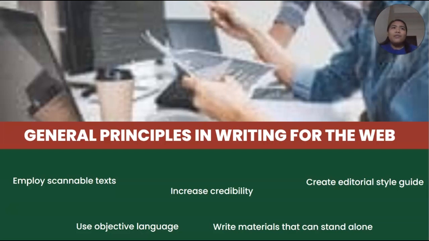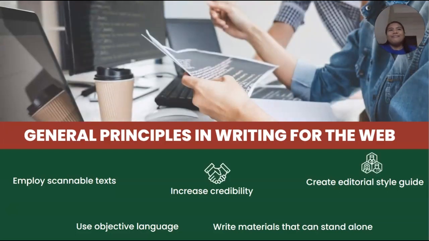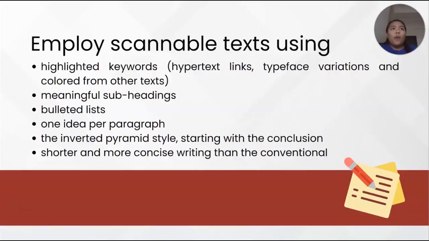So again, with that being said, it's very important now for us to know the general principles in writing for the web. We have here 5 tips or general principles for you to apply: employing scannable text, using objective language, increasing credibility, creating an editorial style guide, and writing materials that can stand alone. We're going to dig deeper into that in a short while.